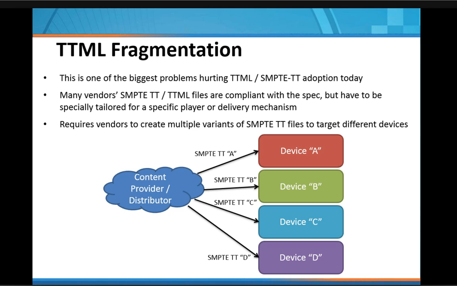Another issue we're dealing with right now is TTML, or SMPTE Time Text fragmentation, because TTML and SMPTE Time Text are such a huge spec. They can do so many things beyond 608, 708 that we've been talking about. There's also many different ways to implement the same thing. You can make the same look and feel of the captions using very different constructs in Time Text. And what that means is that even though you might have a file that's completely compliant with the SMPTE Time Text specification, some vendors might not like that file because you're doing things differently than they are doing things.